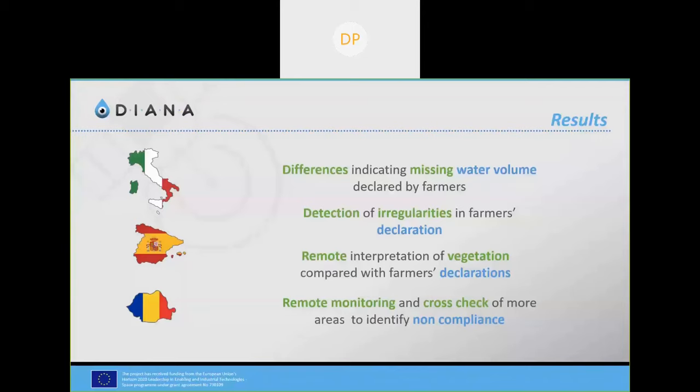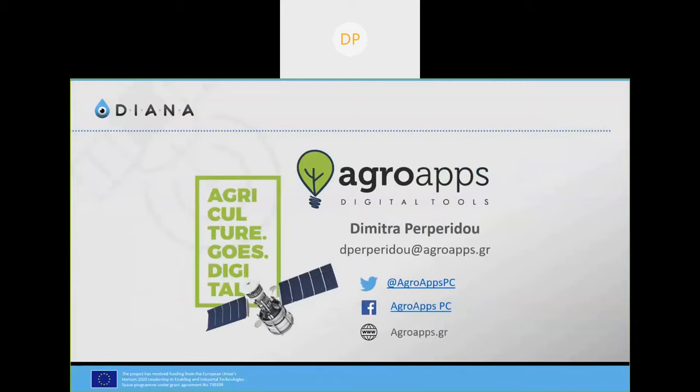And what our users told us as a takeaway message is that they could find differences by using Diana that indicated missing water volumes against the ones that were declared by farmers. They detected irregularities in the farmers' declarations. They could remotely interpret the vegetation compared with the farmers' declarations again. So we have a very valuable tool which we can use to compare what our farmers are saying. And of course, the cross-check was done remotely, and the resources that needed to be used were less, and less time was dedicated. So this is it for me. I hope I'm within my time.